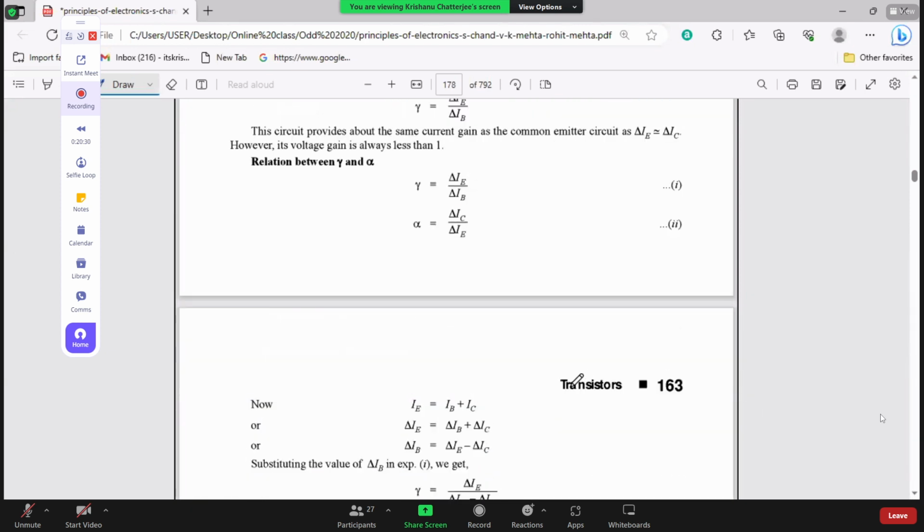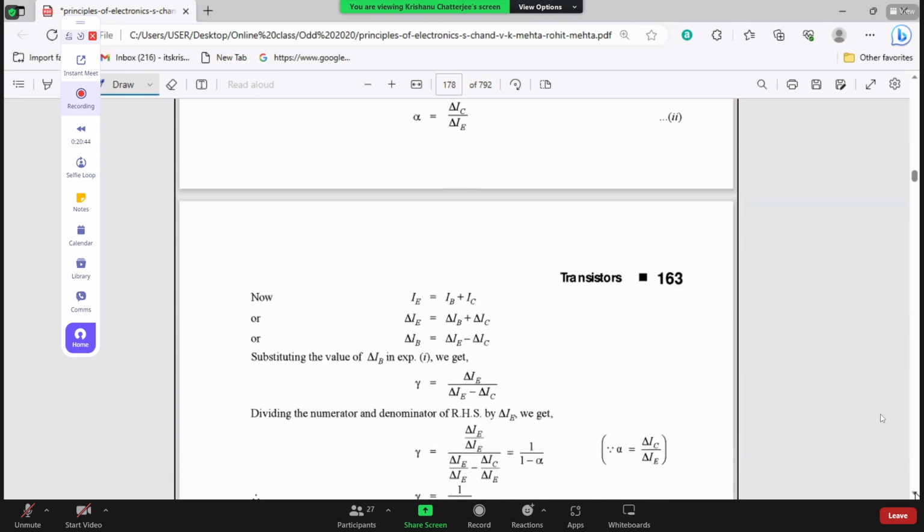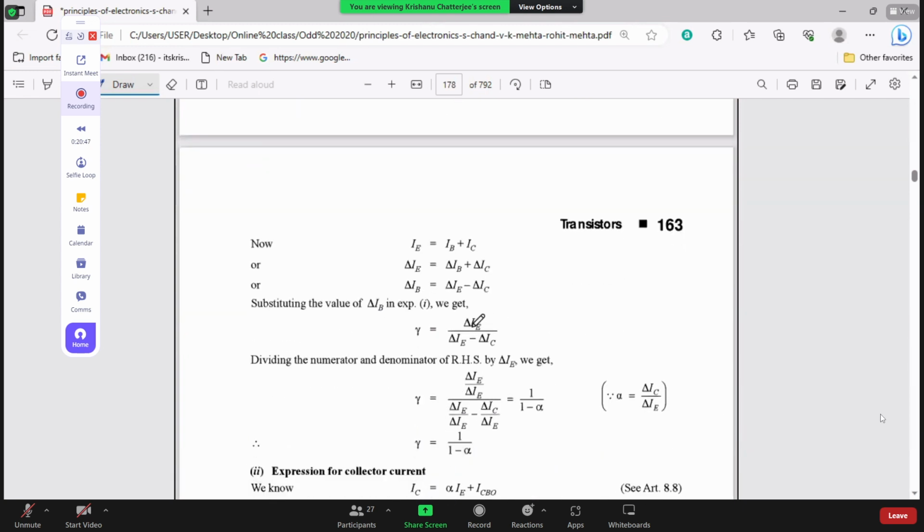Okay. Since IE equals IB plus IC, we are writing IE in terms of IB and IC. We are replacing this IE in gamma, and dividing by IE throughout. Throughout means the numerator and all the terms of the denominator. So in the numerator you will get 1. In the denominator, the first term you will get 1. And in the second term you will get alpha. So gamma equals 1 by 1 minus alpha. Beta equals alpha by 1 minus alpha. And gamma equals 1 by 1 minus alpha.